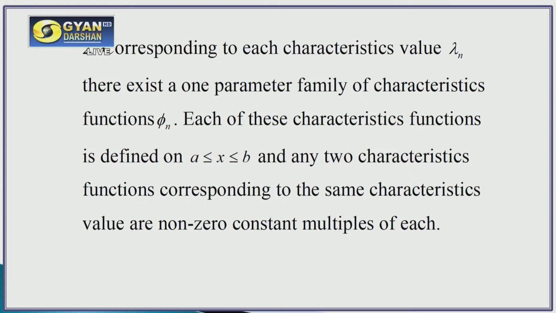So when you have a characteristic function and you take any constant multiple of it, that will also be a characteristic function. For each characteristic function defined on this interval, any two characteristic functions corresponding to the same characteristic value are actually multiples of each other. So for a particular characteristic value, you will always have a characteristic function, and if you take any constant multiple of this characteristic function, that will also be a characteristic function for this characteristic value.